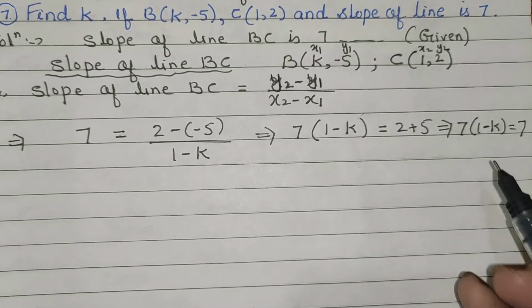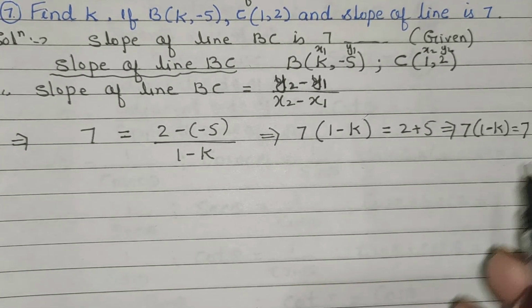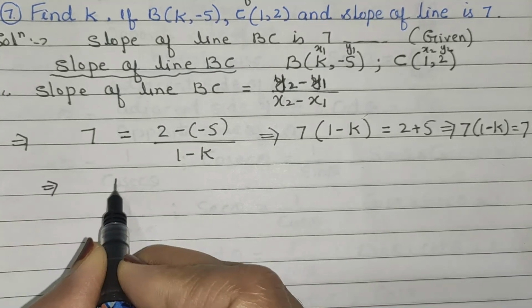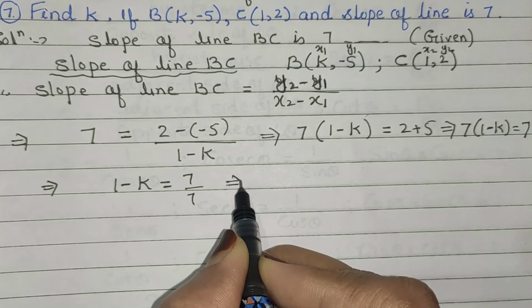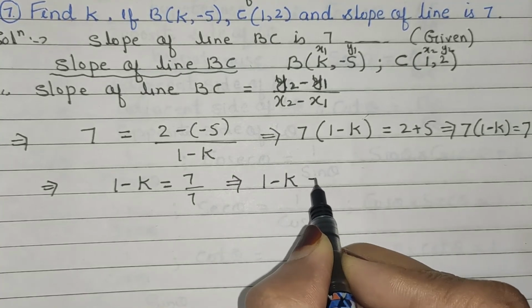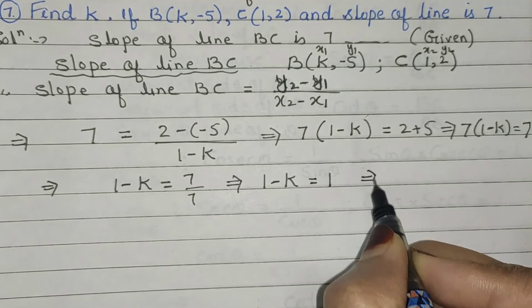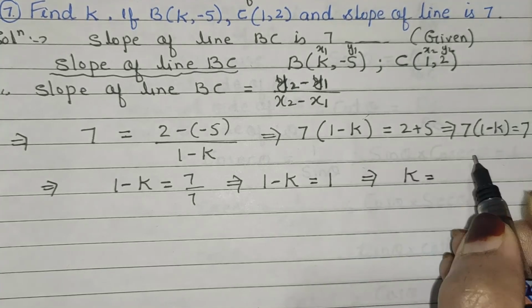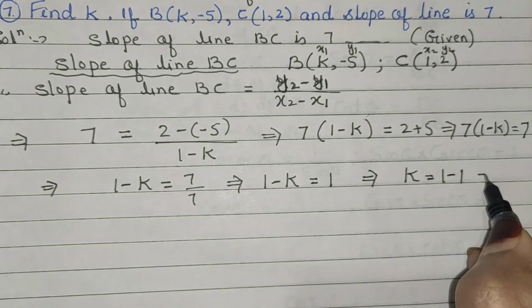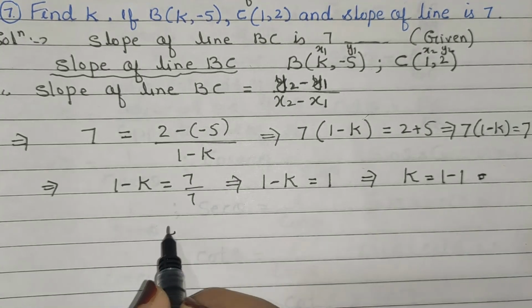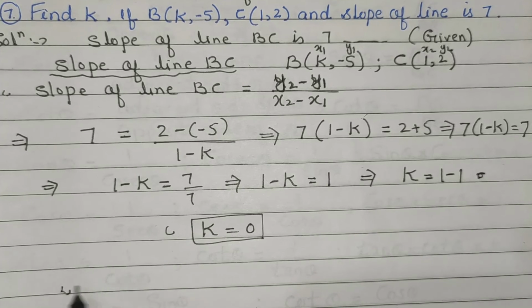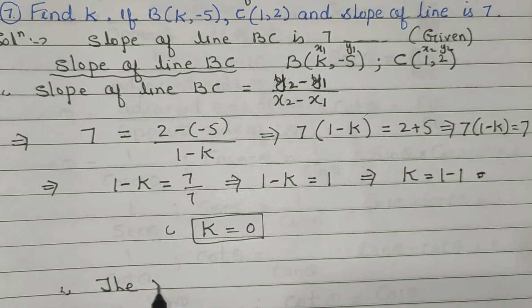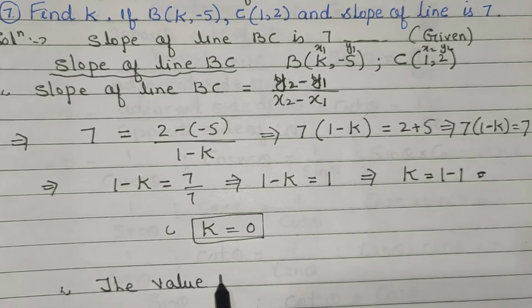Now look here, dividing by 7 we get 1 minus k is equal to 7 upon 7, means 1 minus k is equal to 1, which is k is equal to 1 minus 1. Therefore the value of k is equal to 0. Write down the answer here. The value of k is 0.